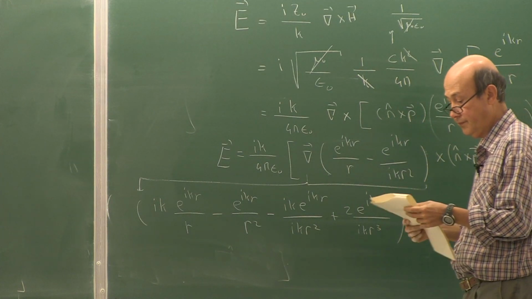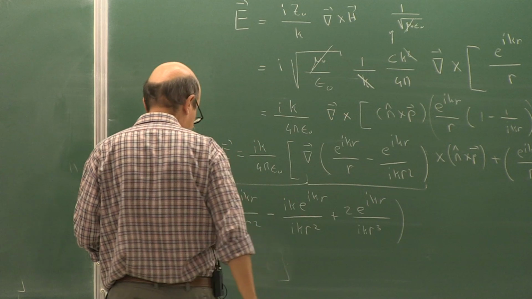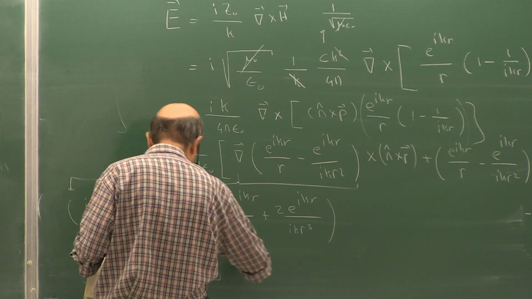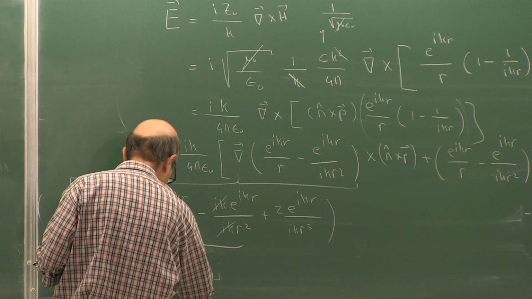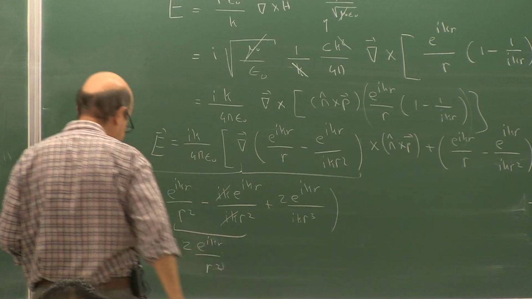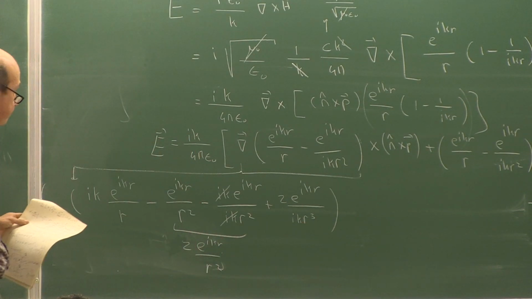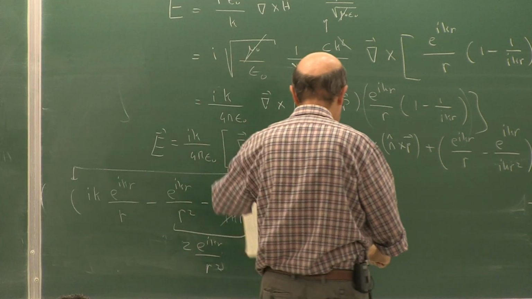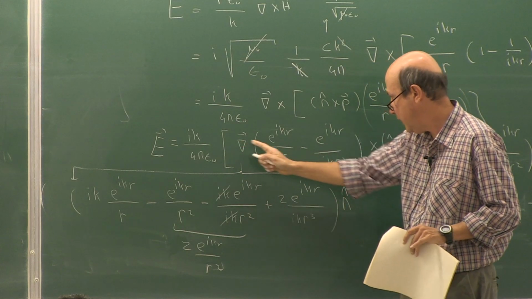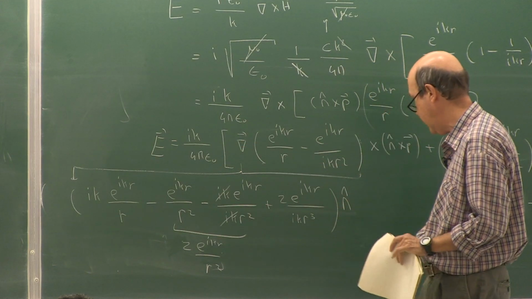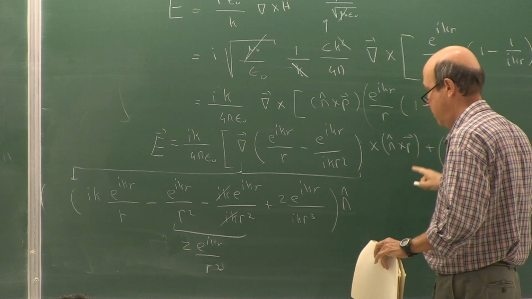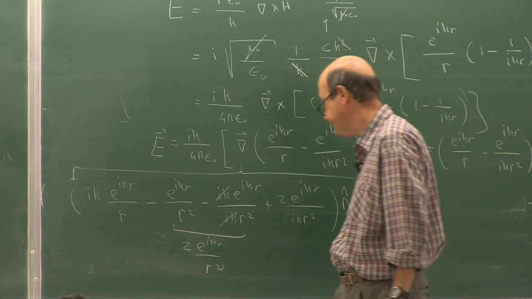So ik and ik cancel, and these are the 2, and that is nothing but 2 minus 2 of the same thing, e to the ikr over r squared. And if you take the gradient, you will get this along r hat. Okay, so if you take that, you should obtain a vector, and that is n, r hat. So basically, this is n cross p, n cross p.